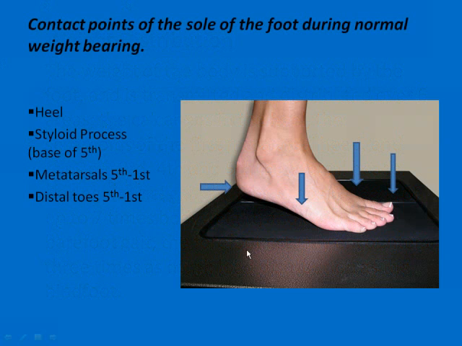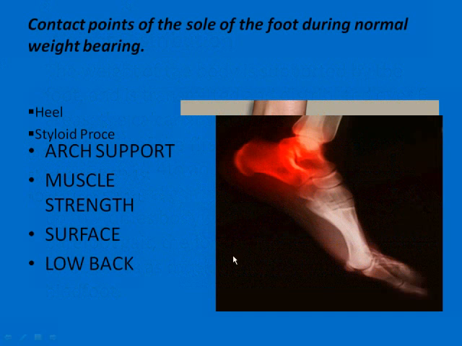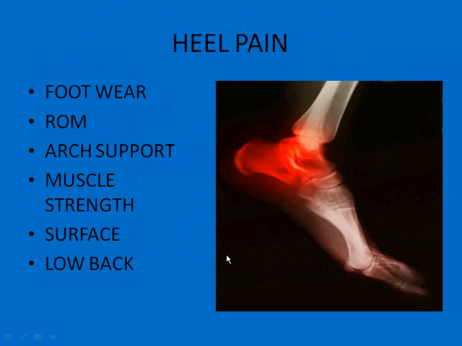But remember, if there's overpronation, there are problems that occur. So when we talk about heel pain, and we're going to break down heel pain syndrome as we go, the footwear is important, the range of motion of dorsiflexion and plantar flexion at the ankle. Also knee flexion and extension is contributed here, along with hip range of motion. Arch support, muscle strength of the lower extremity, and also the intrinsic muscles of the foot, the surface that they're standing on, walking on, working on, and do they have any low back issues.